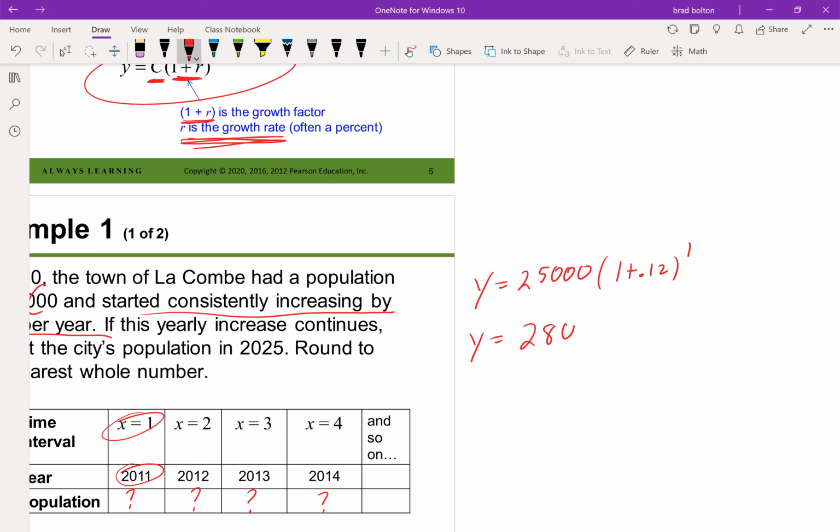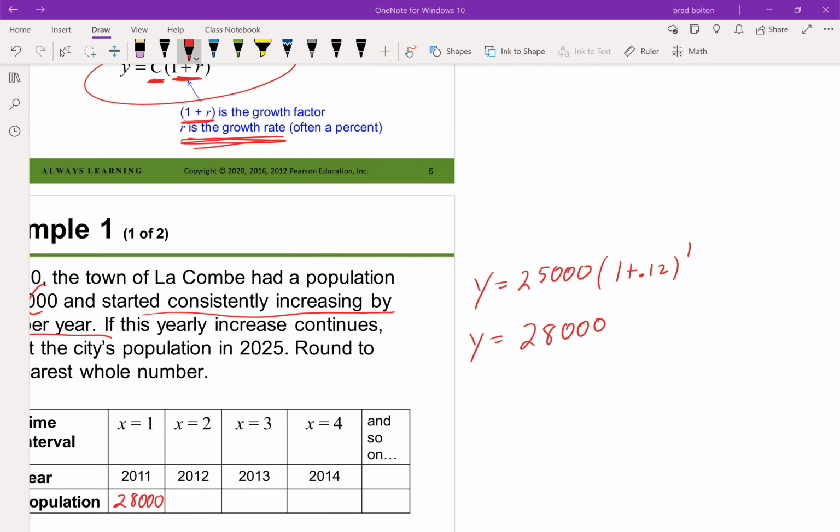So this would be 28,000. That means I get to put this here. But that's going to take us a while, right? So this would be 28,000. What I'd like to show you is that we can use a feature on our calculator called the table feature. So I'm going to clear this.